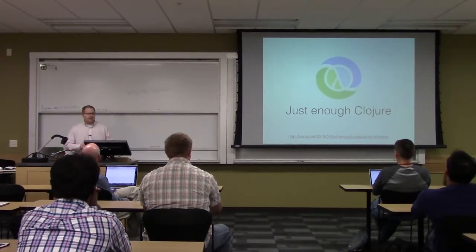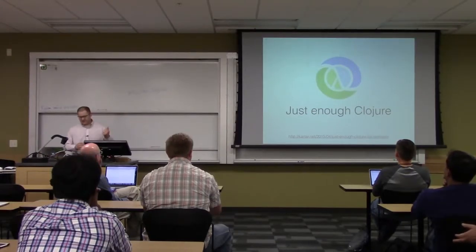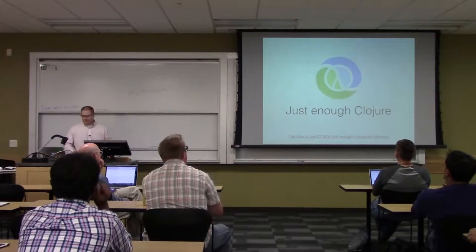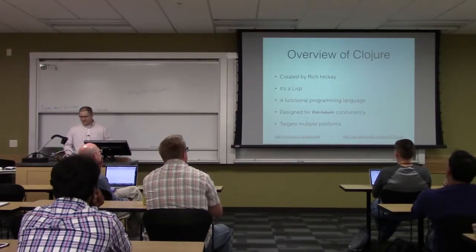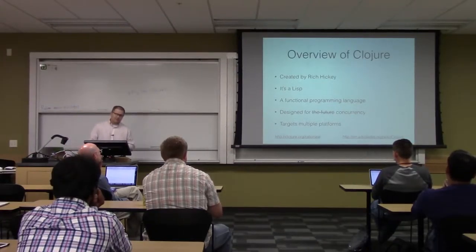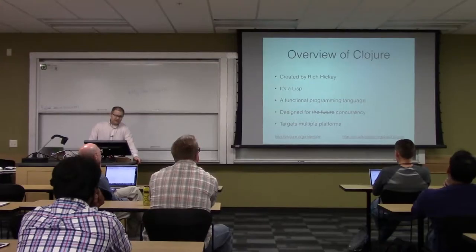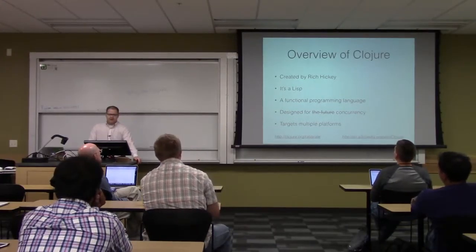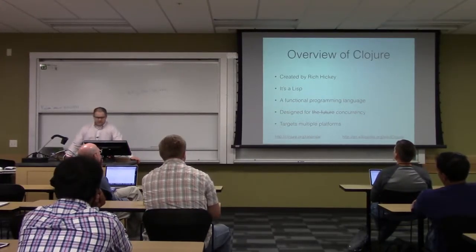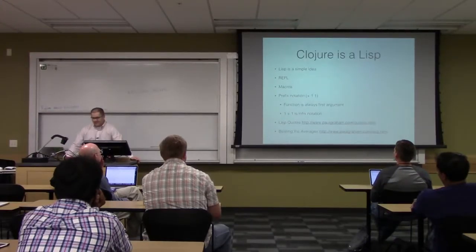This guy, James Turnbull, used to be at Docker, and he wrote this really good intro called Just Enough Clojure. You can Google for it. It's pretty interesting if you want a good place to start. So Clojure is created by Rich Hickey. It's a Lisp. That's one of the unique characteristics. Another is that it's a functional language. And in the beginning, he designed it with concurrency in mind. It also was targeting not just the JVM, but also the CLR and JavaScript.